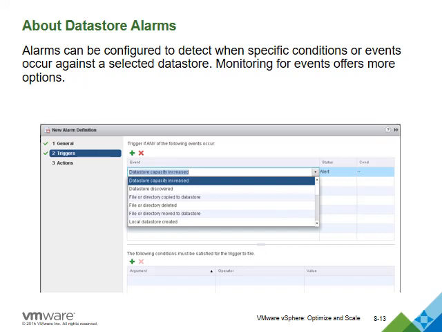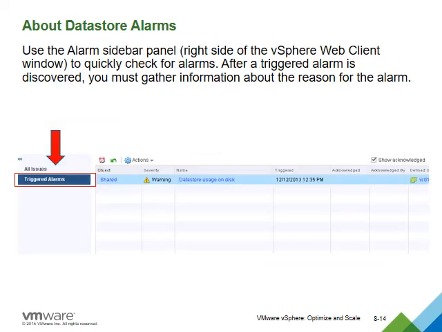About datastore alarms. We can configure alarms such as right here. We have a trigger: datastore capacity is increased, discovered. If a file or data is copied to a datastore, deleted, moved, or a local file is created, we can create a trigger. After we have our trigger, like this is disk usage, we'll give it a warning. This is a triggered alarm. We have a warning on this alarm that says our datastore usage is getting too high.